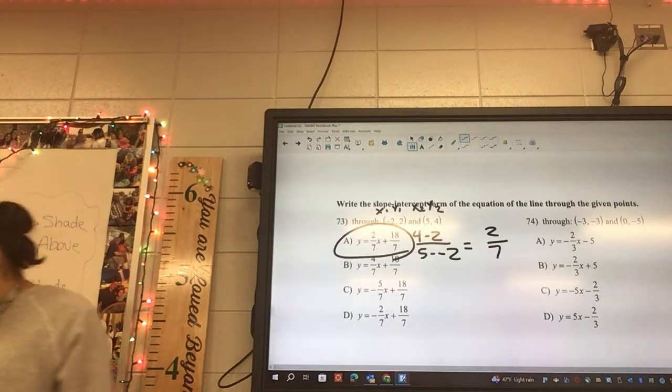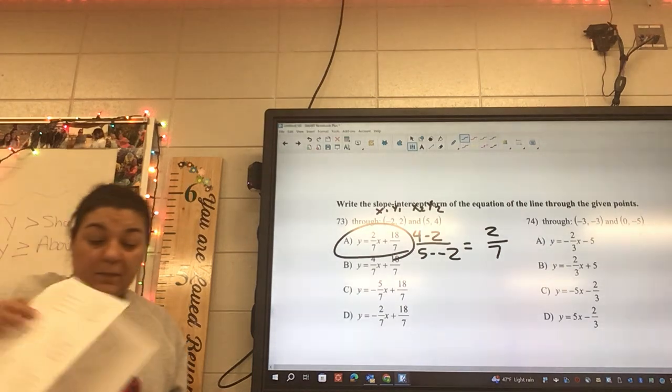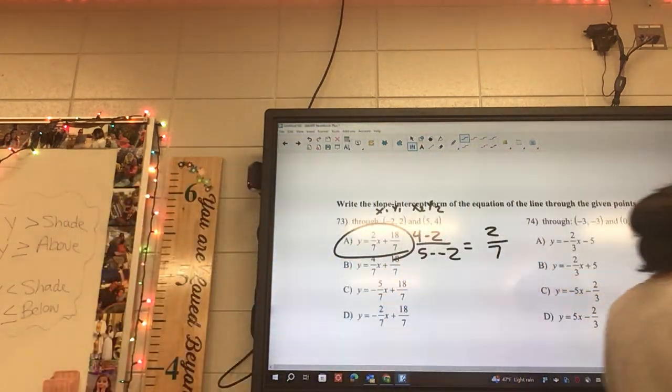Okay, 75, what does that look like? Positive, negative, or none? None. Okay, so A.